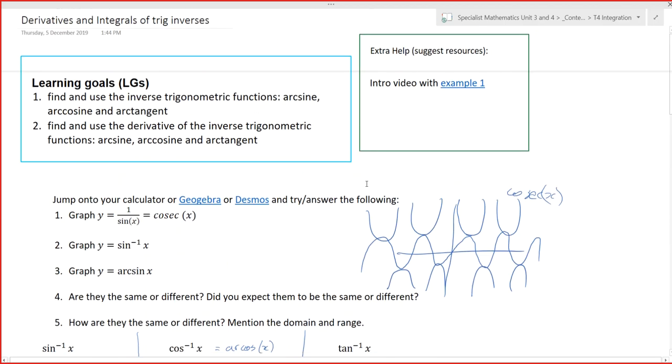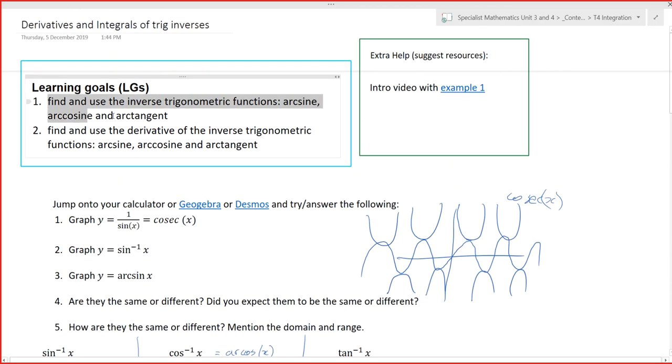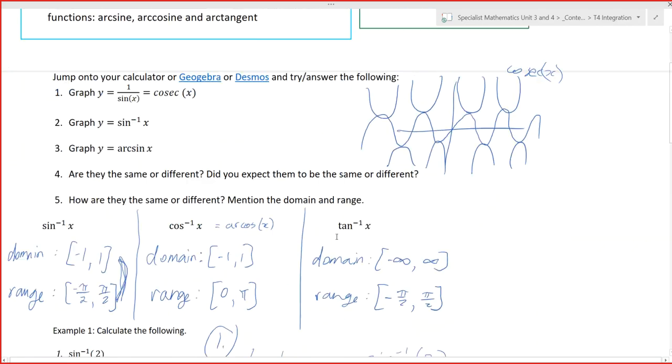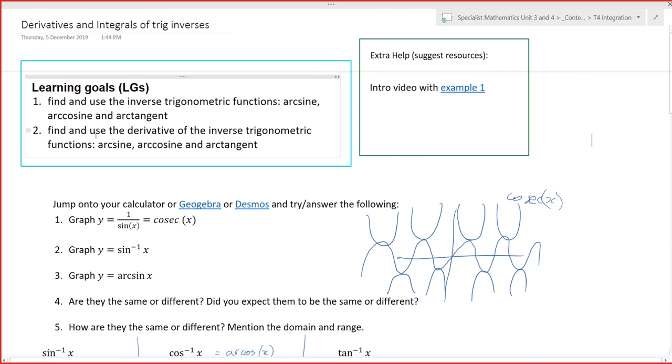Hopefully by the end of today, you are good at these two goals. We've already done finding and using inverse trig functions, so solving them. Remember, yesterday we got through those two. Today we're finding and using the derivative and the integral of the inverse functions. So these three, okay?